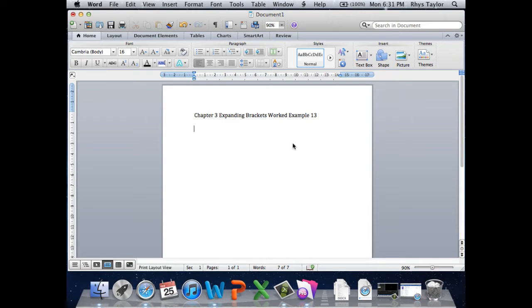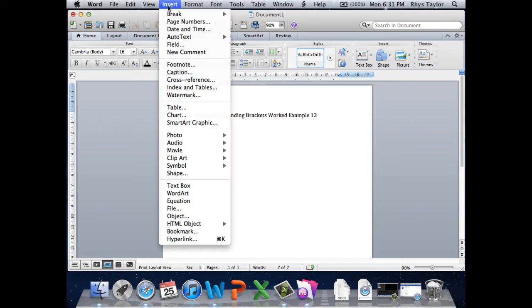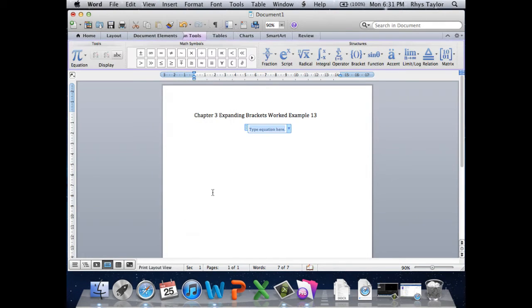Okay, so now we've got some more complicated expanding of brackets. So this is where we've got two different sets of brackets here that we've got to expand and then simplify. But we're still following the exact same rules that we did previously. So 5x(2y) plus 6x take 3y.